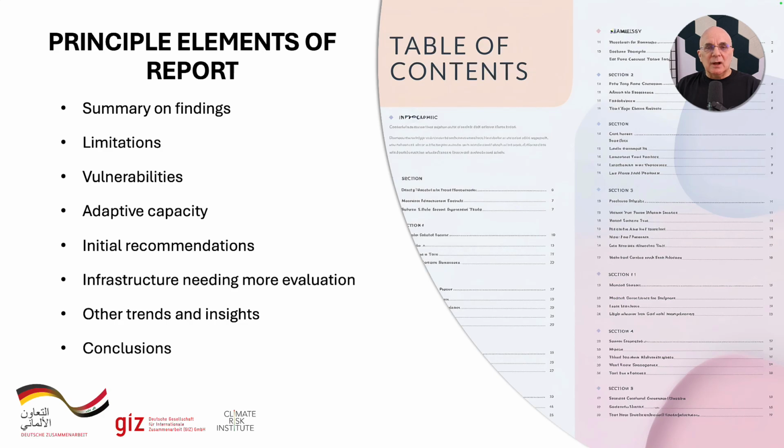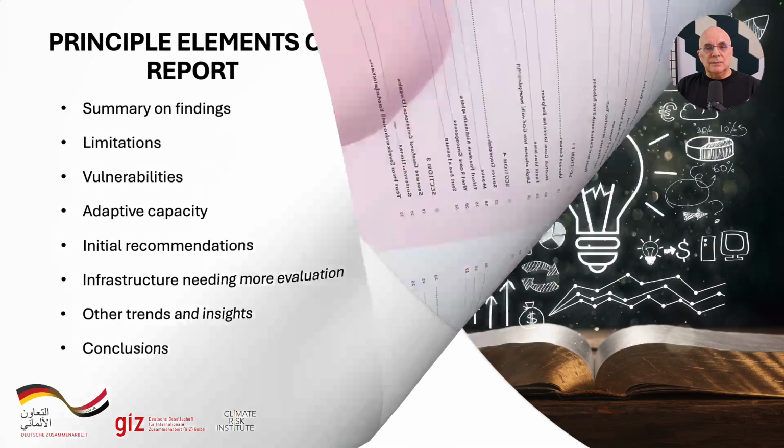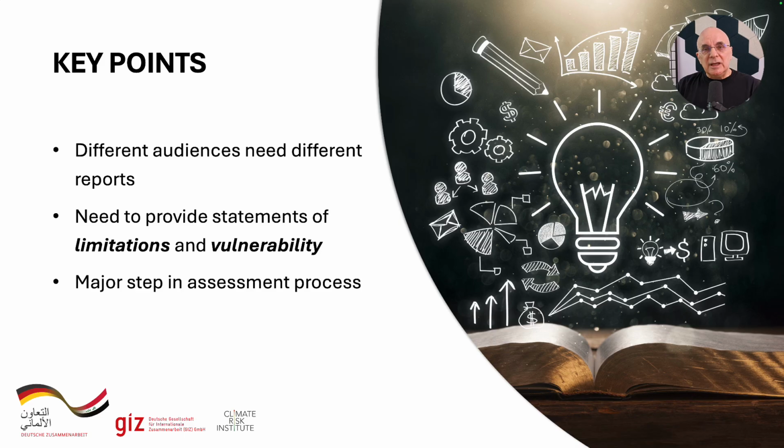The principal elements of the report will include a summary of findings, limitations, the vulnerabilities, the adaptive capacity of the system, initial recommendations, infrastructure that needs more evaluation, other trends and insights, and conclusions. The key points to take away from all of this are that different audiences need different reports. We need to provide statements of limitations and vulnerability, and this is a major step in the assessment process.